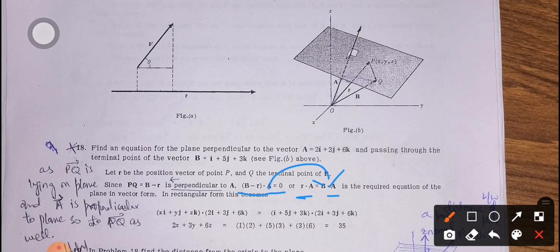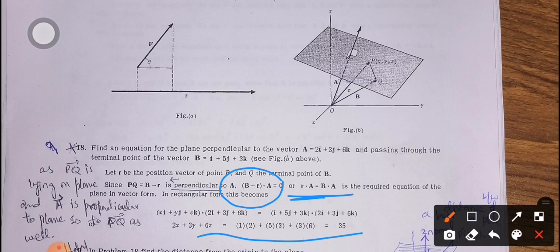And we can find it further. R dot A, because R is the vector with the components x, y and z, so we can take the dot product of R with A as 2x plus 3y plus 6z, and the dot product with B gives 35. If you do not want to apply the distributive law over here, you can solve this equation as well, and you will get the same answer.